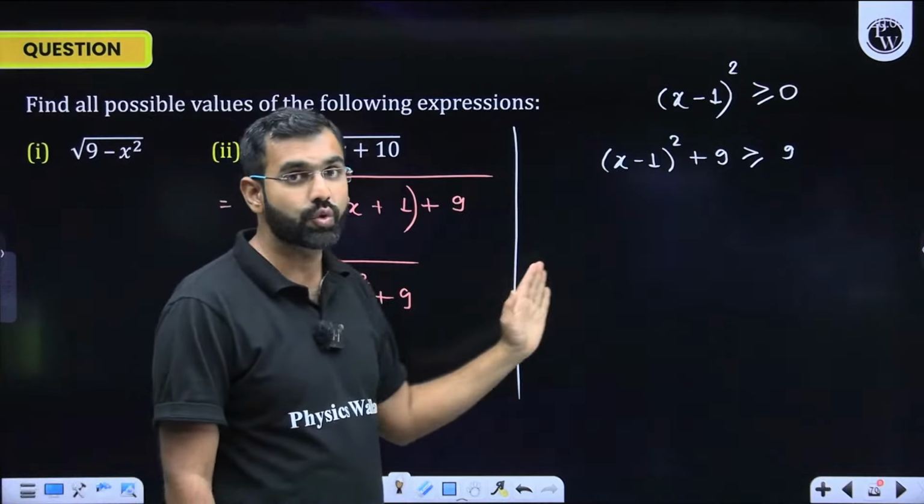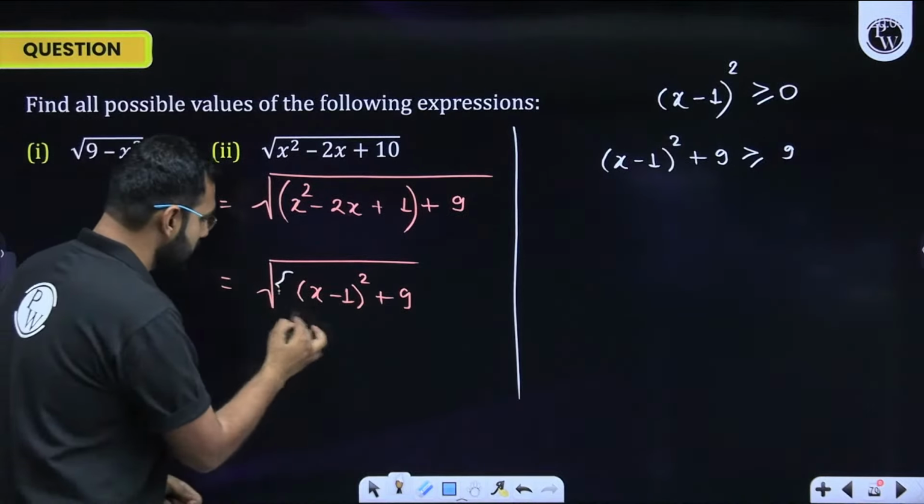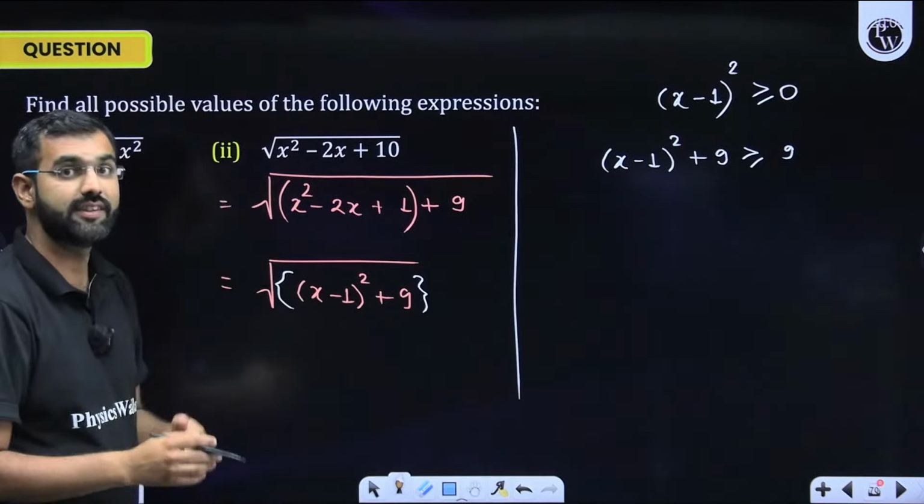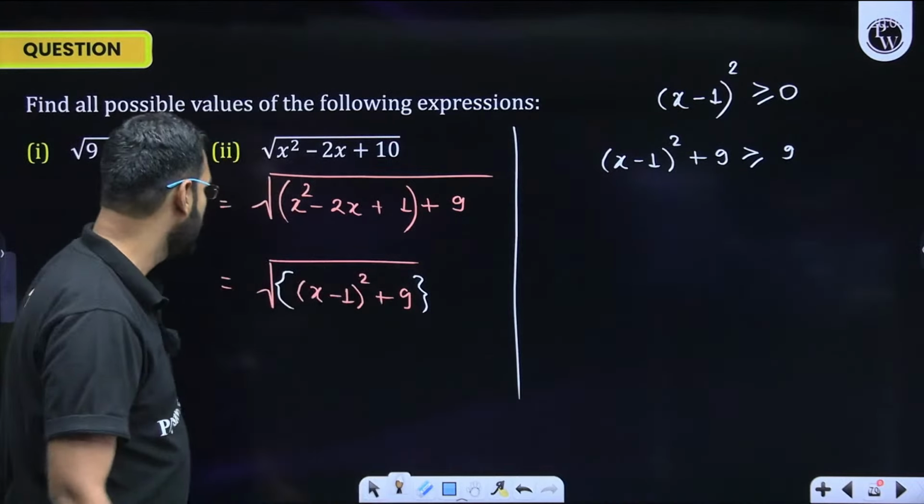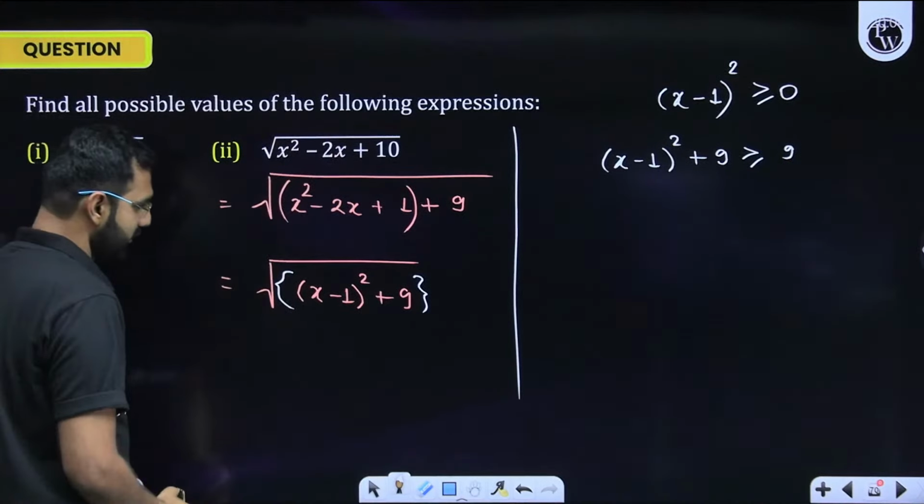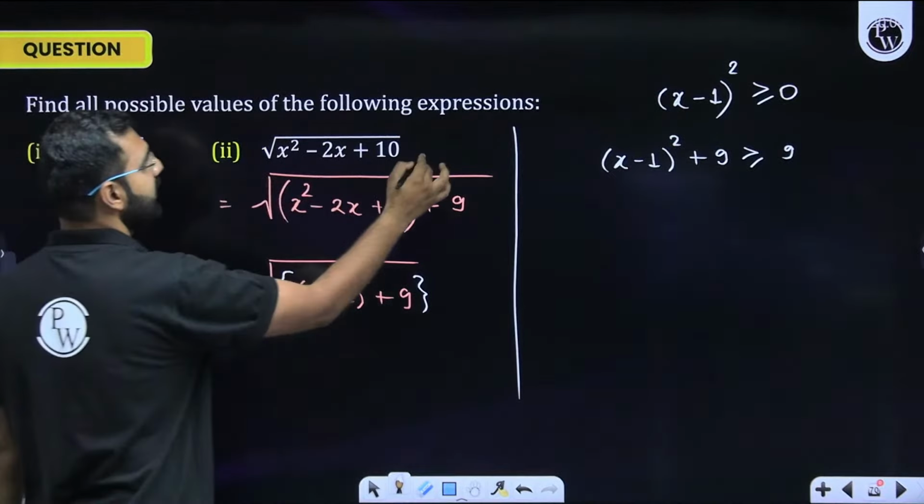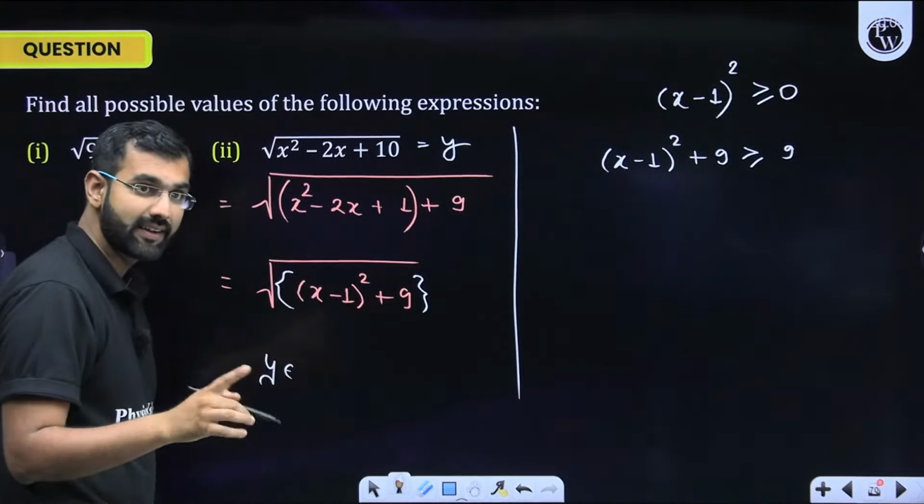But I'm taking the square root. So the expression inside is always greater than or equal to 9, and its square root will always be greater than or equal to 3. So I hope you have gotten it. Its minimum value. What are we asked? All the possible values of this expression. So let's say this expression is equal to y for a while. So I'll say y will always be greater than or equal to 3.